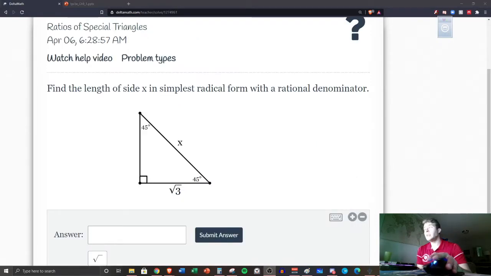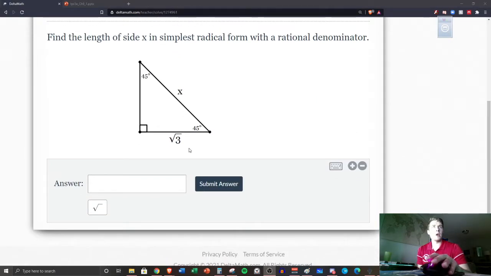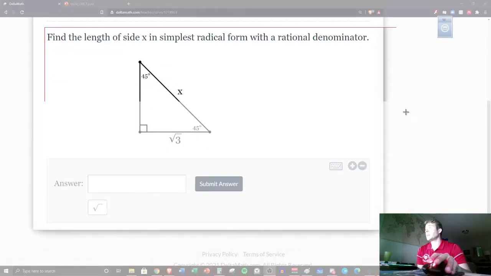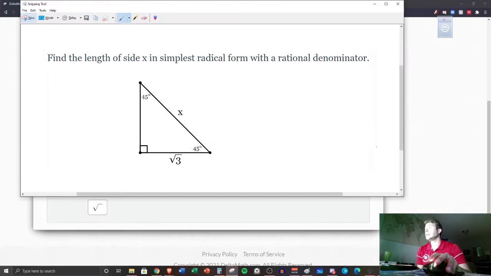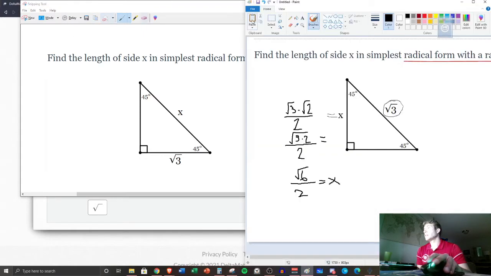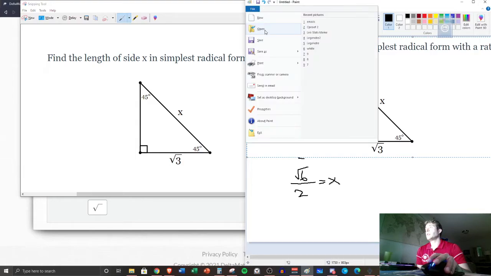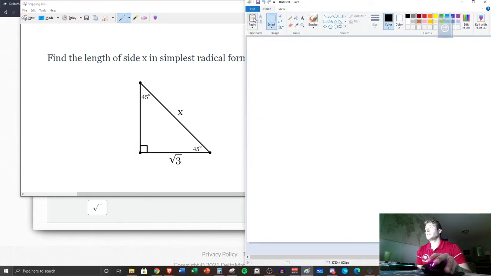All right, so this one is going to have a few more complications to it, a few more things to look at. So we are going to work this one. So let's draw this example under our 45, 45, 90 triangles. Let me just create a new file here. New, don't save. Okay, there we go.